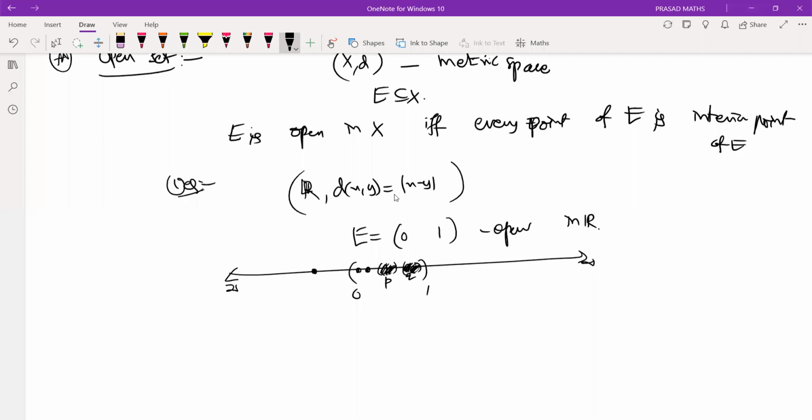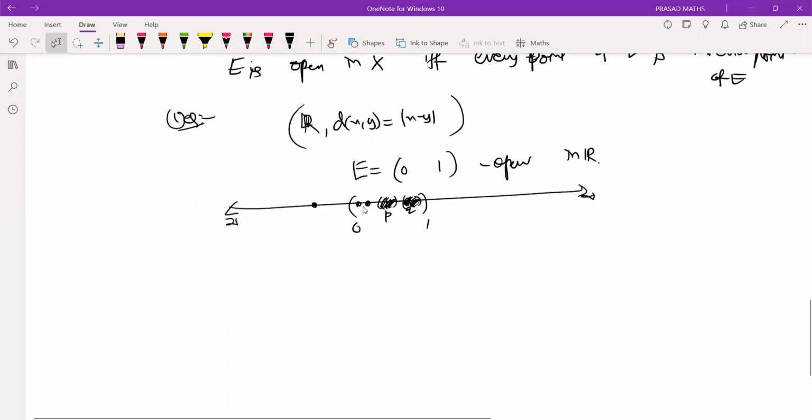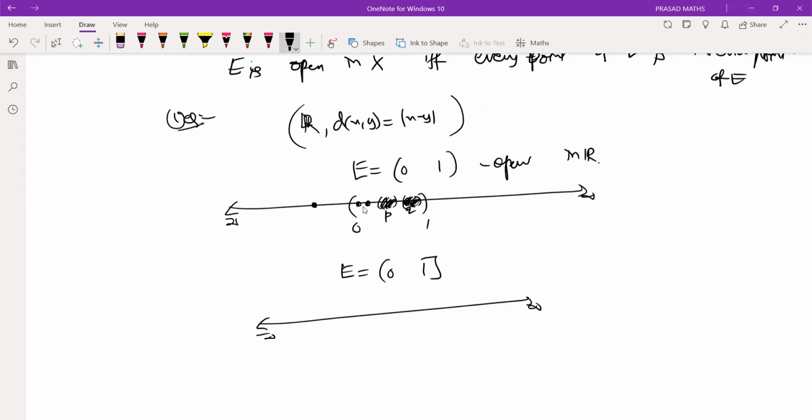Suppose I take the same example, is it open? So you take this. This point is interior, this point is interior, we have seen. But what about this point? This point is not an interior point of the set because this portion is outside. The portion which is right side to 1, which is outside, therefore 1 is not an interior point. Hence, it's not open. At least one point is not interior means it's not open.